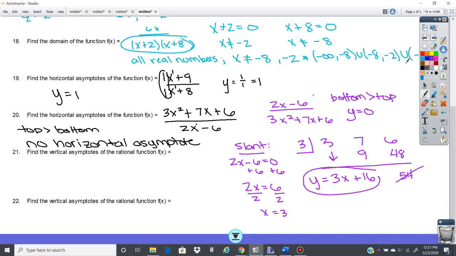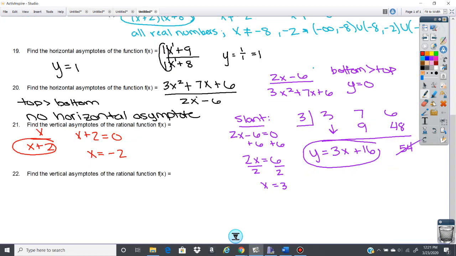All right, back to number 21. The vertical asymptote is for x over x plus 2. All you have to do for the vertical asymptote is the same thing as the domain. Just take the denominator and set it equal to 0. So x plus 2 equals 0 gives us x equals -2.